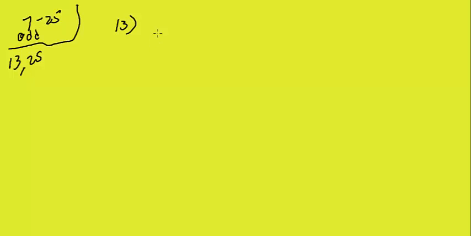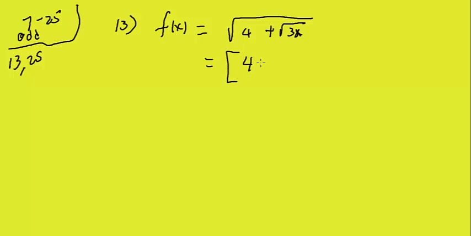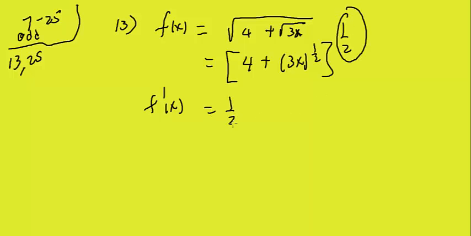So 13, you have f of x is equal to the square root of 4 plus the square root of 3x. For those of you that are algebraically challenged, which is pretty much all of you, this is the same thing as 4 plus 3x to the 1/2, all to the 1/2 power. Now when you take the derivative of this, you have to use a chain rule. You got to take the derivative of that function, which is 1/2 times 4 plus 3x to the 1/2, because I got to leave the inside alone, and then when I subtract I get negative 1/2 times.